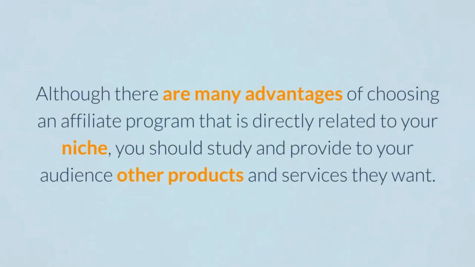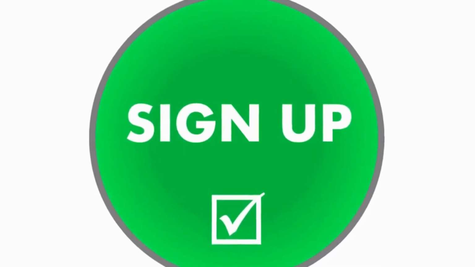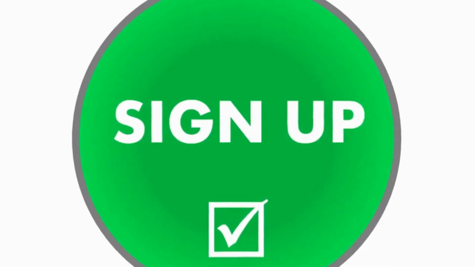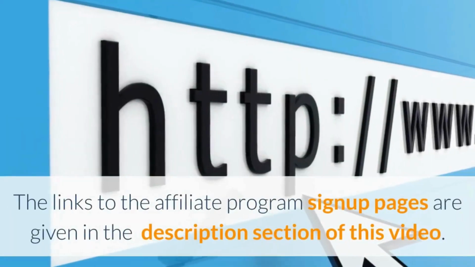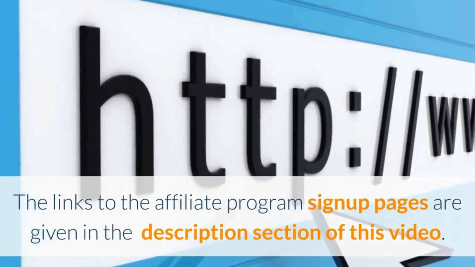Although there are many advantages of choosing an affiliate program that is directly related to your niche, you should study and provide to your audience other products and services they want. It is very easy to become a partner to an affiliate program. All you have to do is to register with them as directed on their websites. The links to the affiliate program sign-up pages are given in the description section of this video.